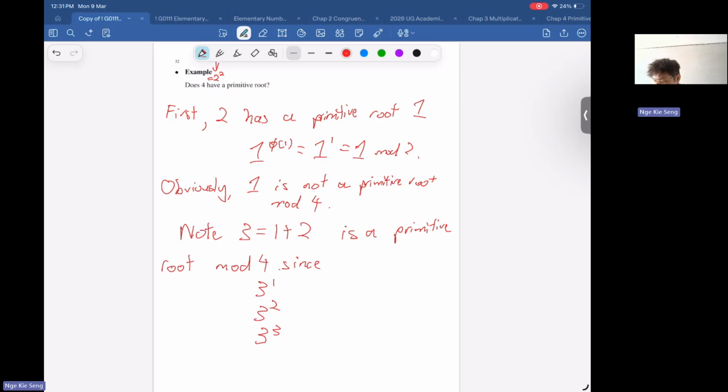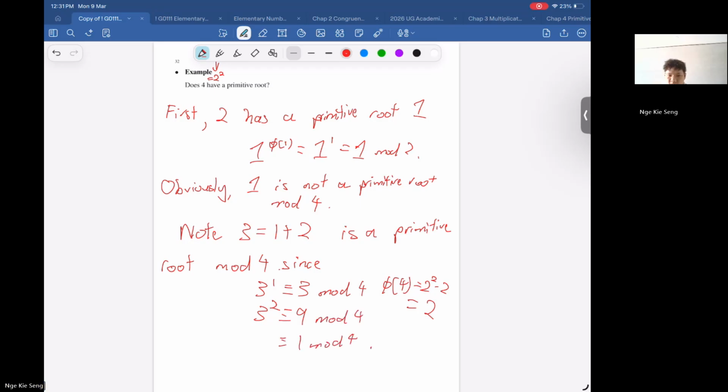Is it 5? Wait, let me think. So what's φ(4)? φ(4) is φ(2) times φ(2)? Is it? 4 is 2 square, so minus... it's 2. Okay, so just check up to 2. 3 cube, 3 square. So this is 3 mod 4. And then the next one is 9 mod 4, which is 1 mod 4. So 3 is a primitive root mod 4.